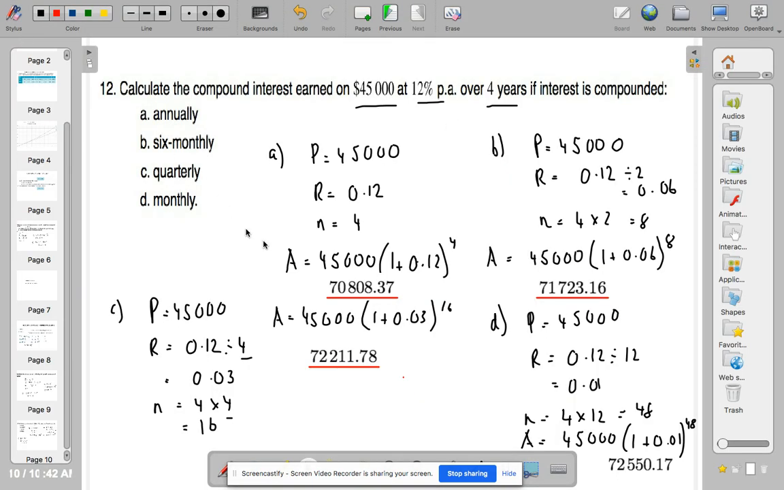Okay, I've now done the 4 calculations, and you'll notice that the more times it compounds, so the greater the value of N, so 4, 8, 16 and 48, the more money is in the account at the end of the 4 years. So 70,800 here for the annual answer, 71,723 for the 6 monthly answer, 72,211 for the quarterly answer, and 72,550.17 for the monthly answer.